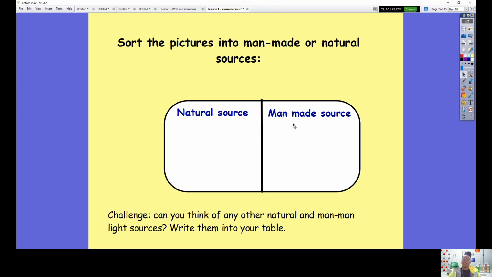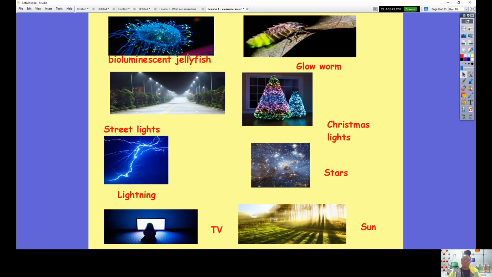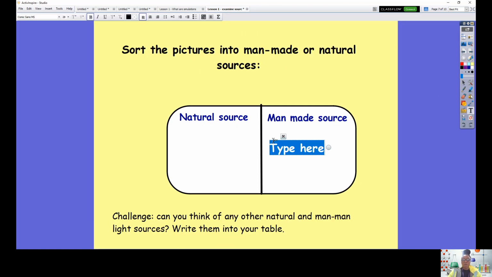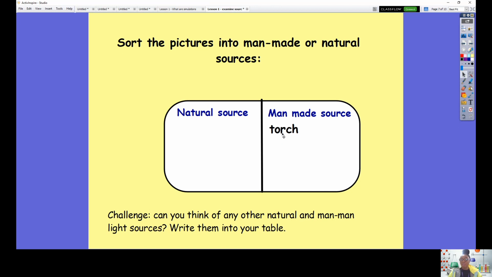What I want you to do at home is just write down the words into the correct categories. Okay? For example, over here, if I was to do torch, I would put torch into man-made source because a torch is a man-made source. Humans have created it. So I'm just writing down the words into the correct category.